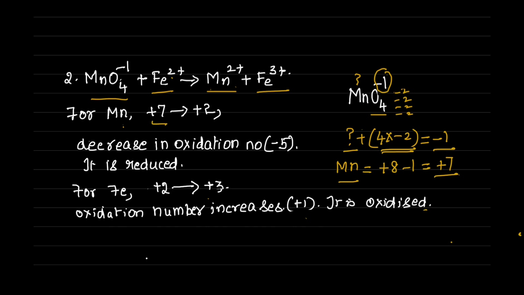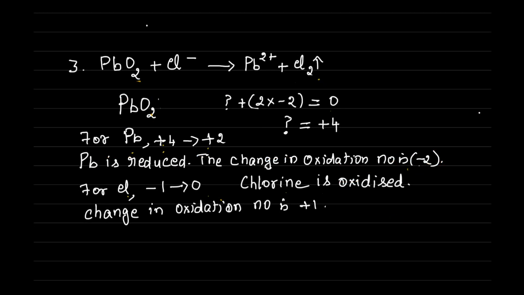On the product side, it is plus 2. Therefore, the oxidation number of manganese decreases from plus 7 to plus 2 by minus 5. It is reduced. Whereas for iron, on the reactant side, the oxidation number is plus 2 and on the product side, it is plus 3. There is an increase in oxidation number for iron by plus 1. It is oxidized. In the next one, lead peroxide PbO2, it's a neutral compound.